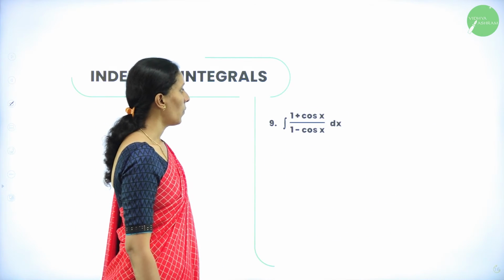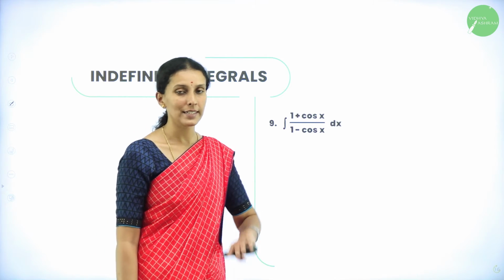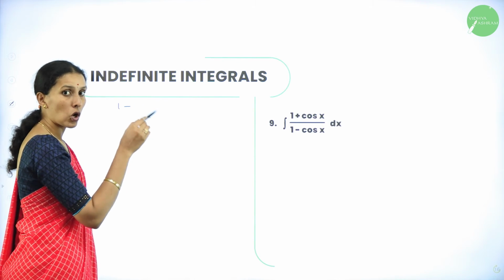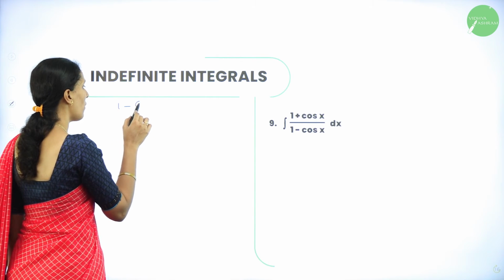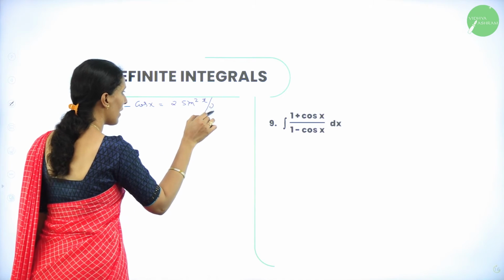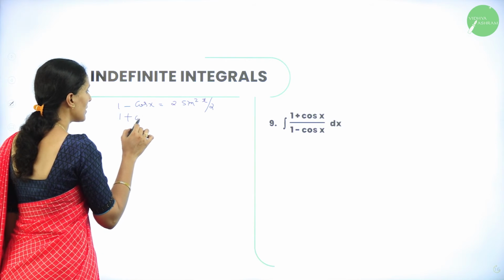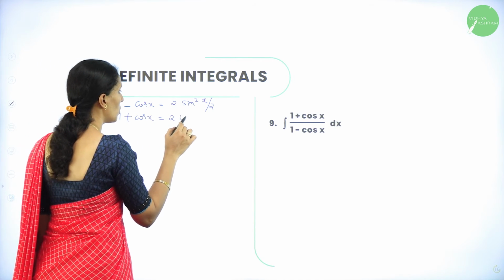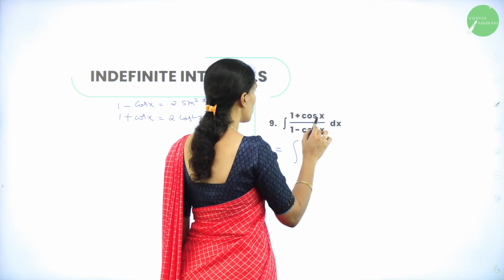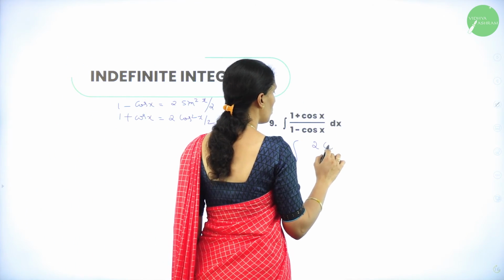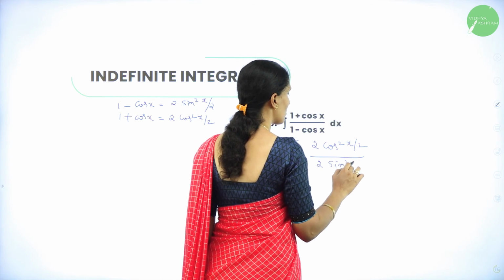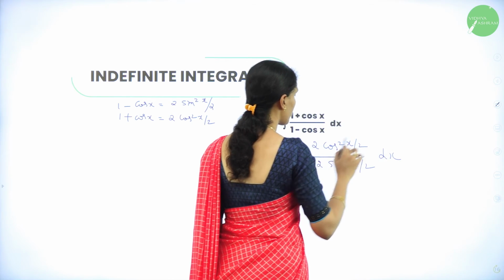Next one, 1 plus cos x by 1 minus cos x. Again using half angle formula. So we know that 1 minus cos 2x is 2 sine square x. So 1 minus cos x can be written as 2 sine square x by 2. Half angle formula. And 1 plus cos x can be written as 2 cos square x by 2. So replacing here, integration of 1 plus cos x is 2 cos square x by 2 divided by 2 sine square x by 2 into dx.